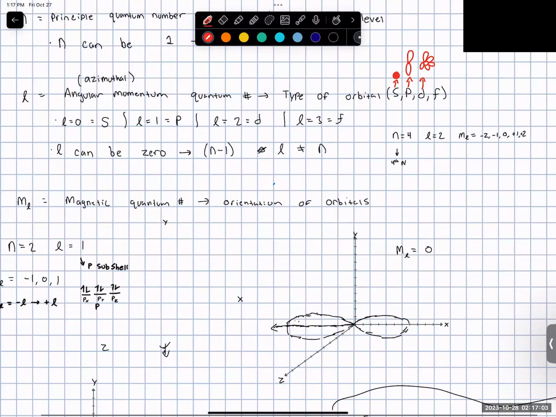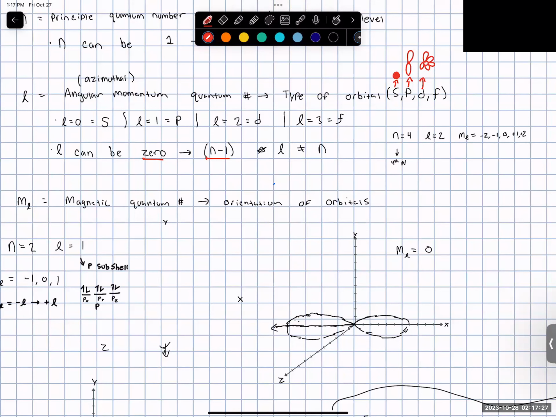So the basic idea is that l refers to your type of orbital: s, p, d, or f. The range for your l, these are the possible values: it can be anywhere from 0 to n minus 1. So 0 to n minus 1.